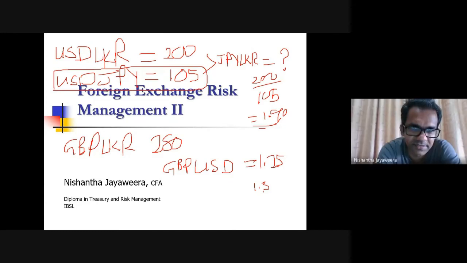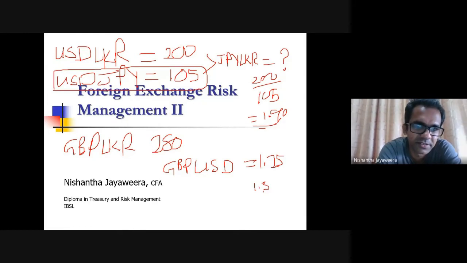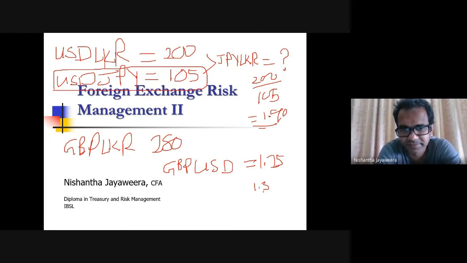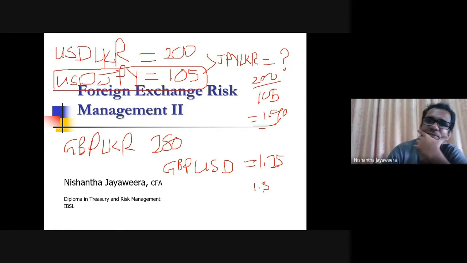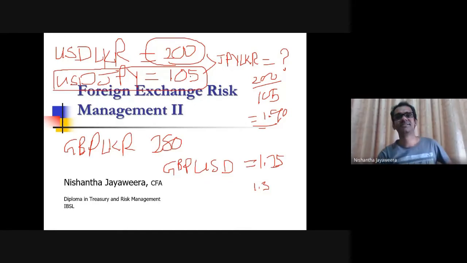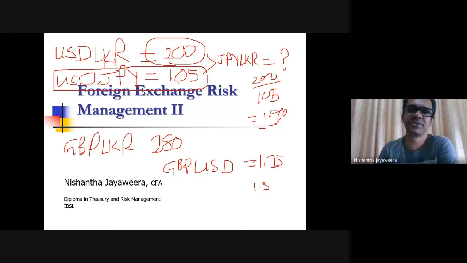That's the fundamentals. Now the question is, why is dollar-yen at 105? Why don't they maintain it at say 110 or 120, something like that? Why don't they let it go that side? So 200 rupees, there's a story behind this. Should we keep it at 200 or 300 or 100 or 50?